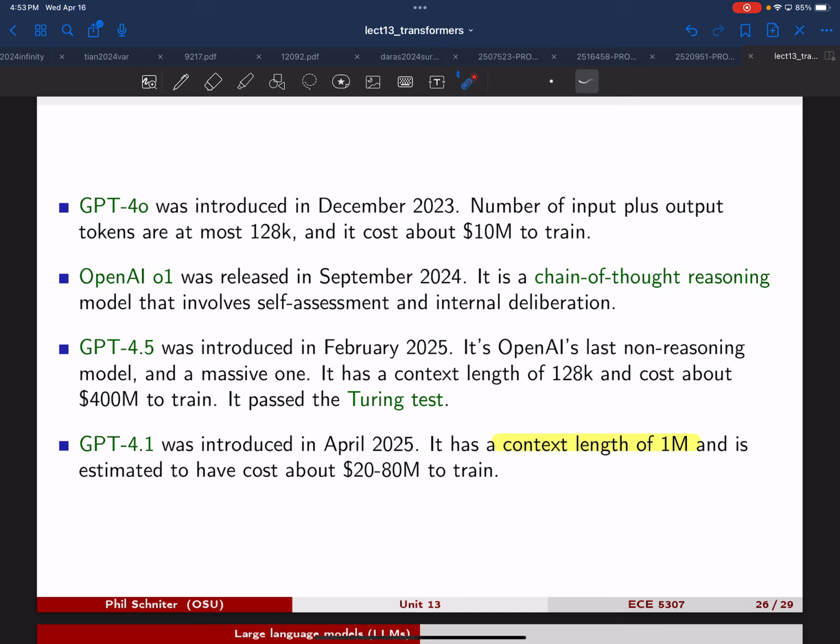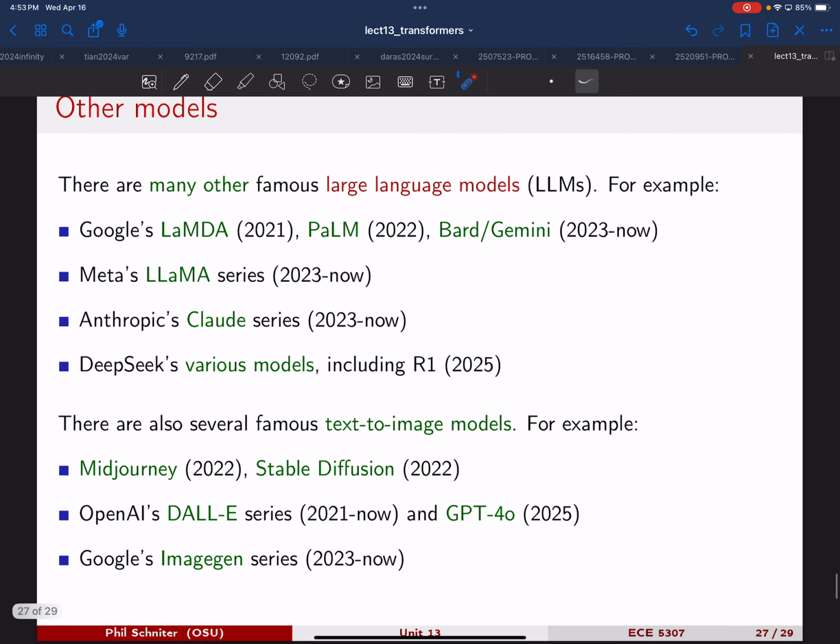So that's the progress for OpenAI, and I mentioned that BERT model from Google. And then here's a list of a few other famous models. Google has had its own series of models. They keep changing the name, which I don't think has benefited them too much: LaMDA, then PaLM, then Bard, now it's called Gemini.